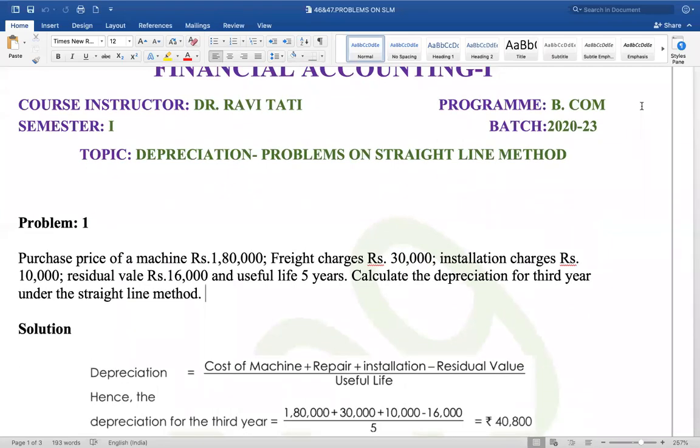The problem is: purchase price of a machine is 1,80,000 and the freight charges 30,000, installation charges 10,000. Residual value, its value, is 16,000 rupees and the useful life of the asset is 5 years. Compute the depreciation for the third year, let us say, second year, whatever, he is asking for the third year under the straight line method.